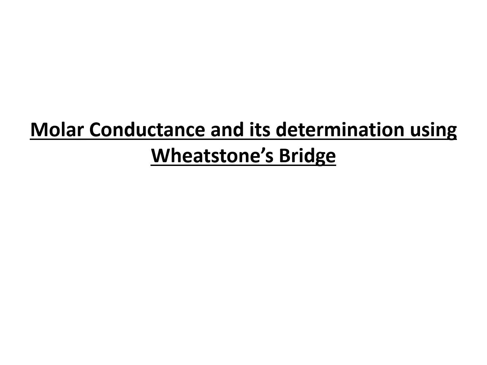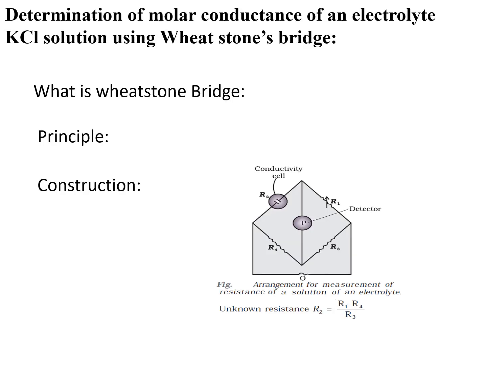As we have discussed in the previous session, molar conductance is obtained as a product of specific conductance and volume of solution in cubic centimeter containing one equivalent of the electrolyte. Now in this particular session, let us see how molar conductance of an electrolyte like potassium chloride solution is determined using Wheatstone bridge.